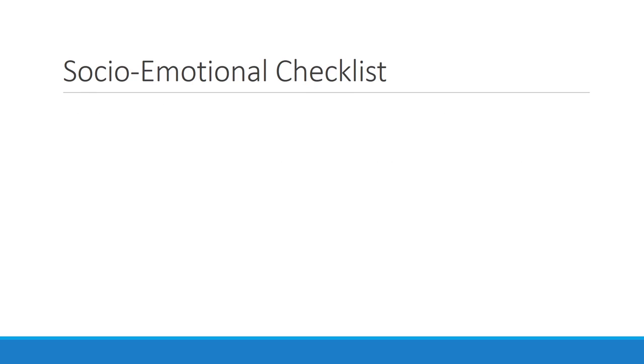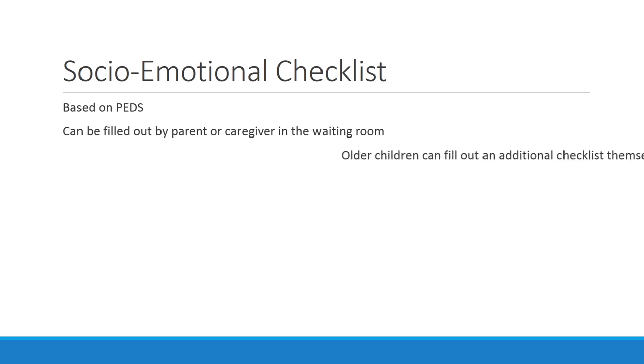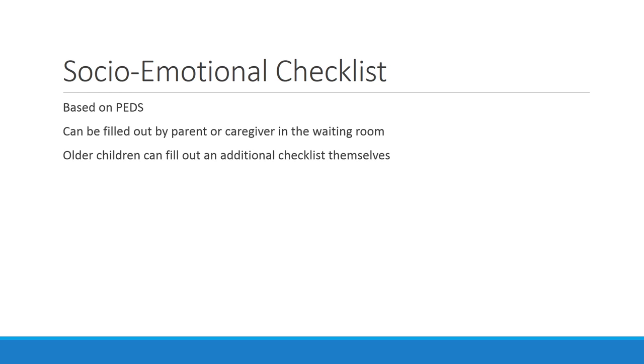Developed by the Long Beach CHDP administration, the Socio-Emotional Checklist is based on the PEDS Developmental Survey. The checklist can be filled out by a parent or caregiver while in the waiting room before an exam. Older children should fill out their own checklist, in addition to their parents.